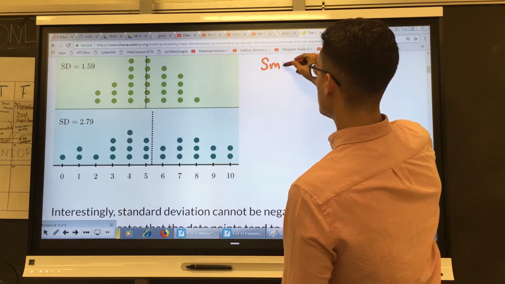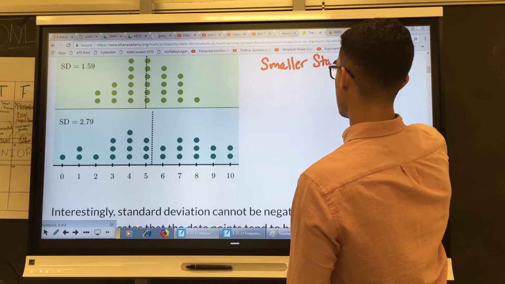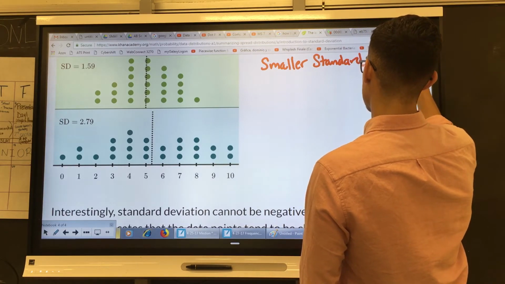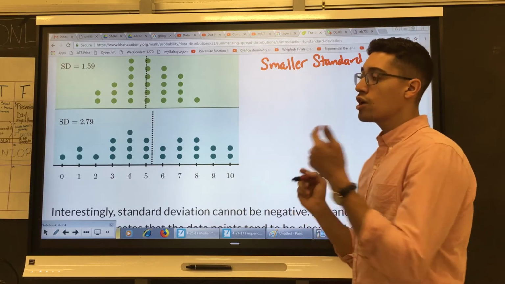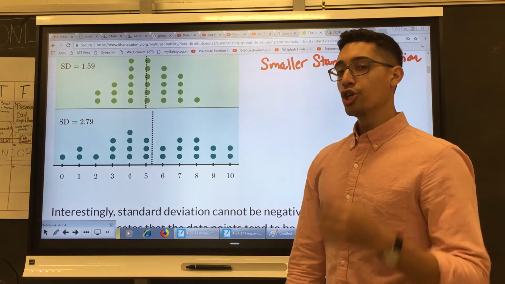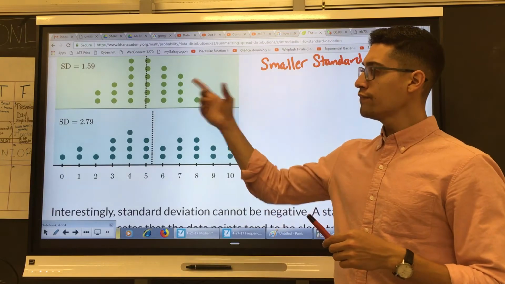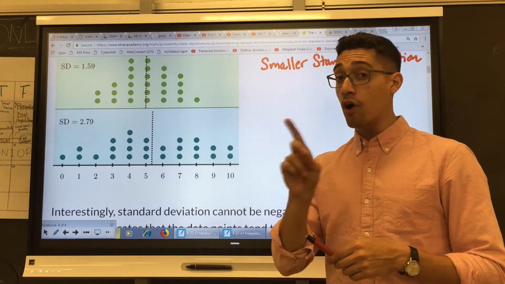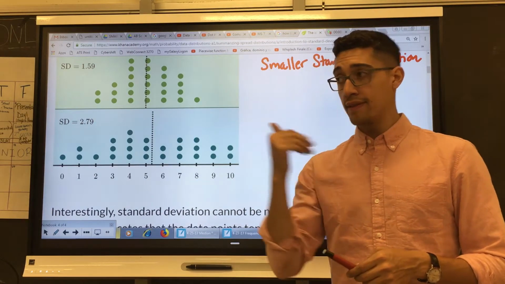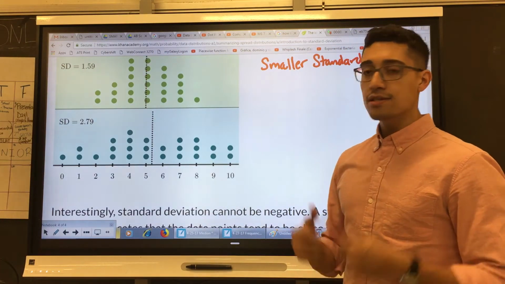If you have a smaller standard deviation, okay? So when I say smaller, I mean if you're comparing it to another one. So like this, if we're looking at 2. The smaller the standard deviation is, it basically means that all of your data are not that far away from the middle, okay? So the middle, in this case, is that black line right there. That's the middle of this data.